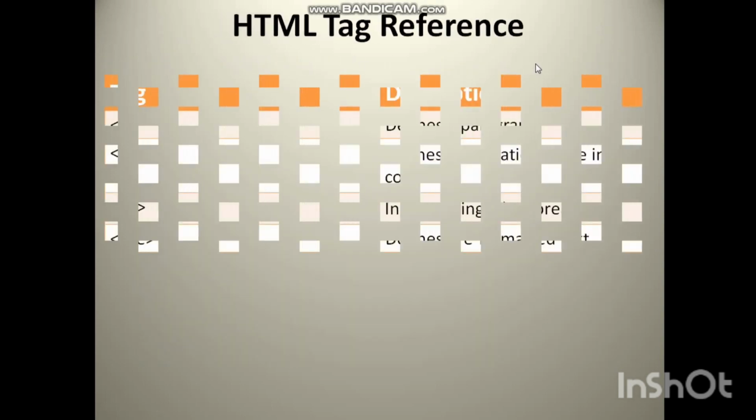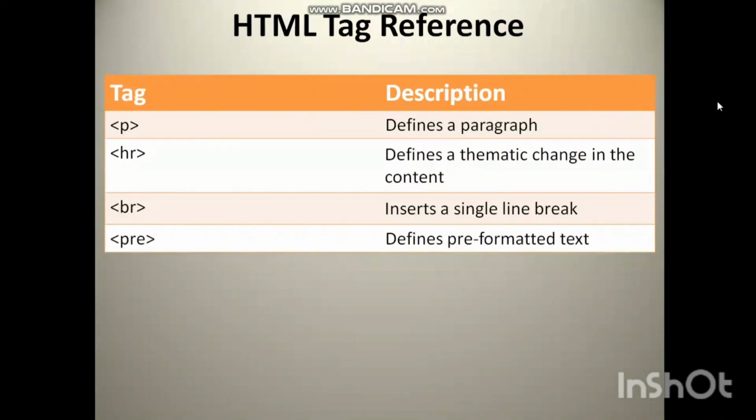Now HTML tag references. In this video we learned about the p tag, hr tag, br tag, and pre tag. The pre tag is for pre-formatted text: the text we type in the HTML code will be shown in the browser the same. The br tag breaks our line and takes us to the next line in the same paragraph. The hr tag defines a thematic change in the content, showing this part and that part as separate in the browser. The p tag defines a paragraph. Okay, that's it. These are the tags and their descriptions.